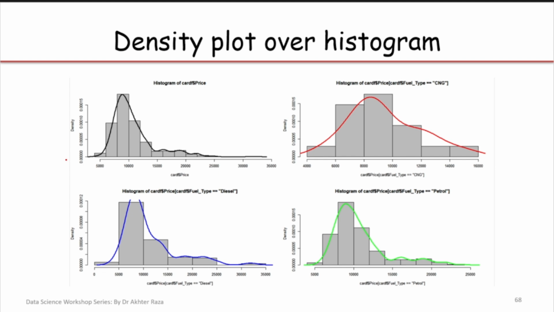It is the histogram of data of all prices. This is for the CNG cars. It looks more like a normal distribution. It is for the diesel cars and it is for the petrol cars. So you can see that the CNG car prices are approximately normally distributed, but it is right skewed for all cars. It is also right skewed for the diesel cars and for the petrol cars.